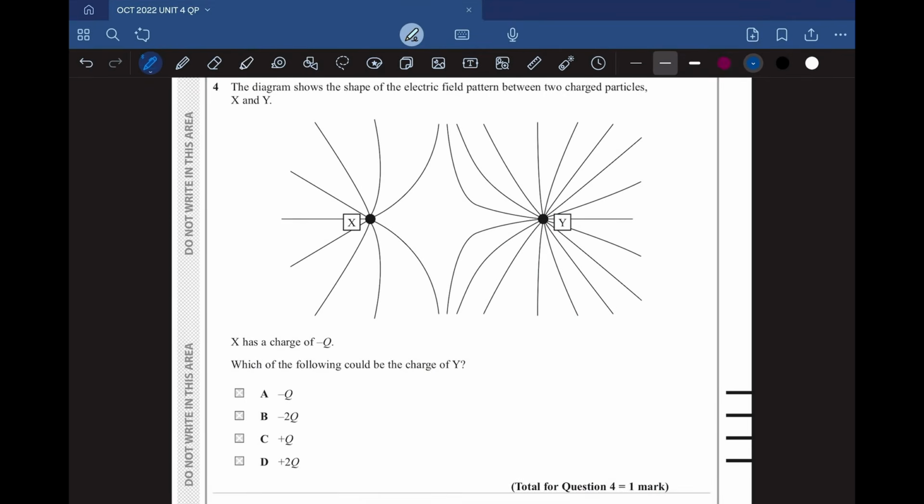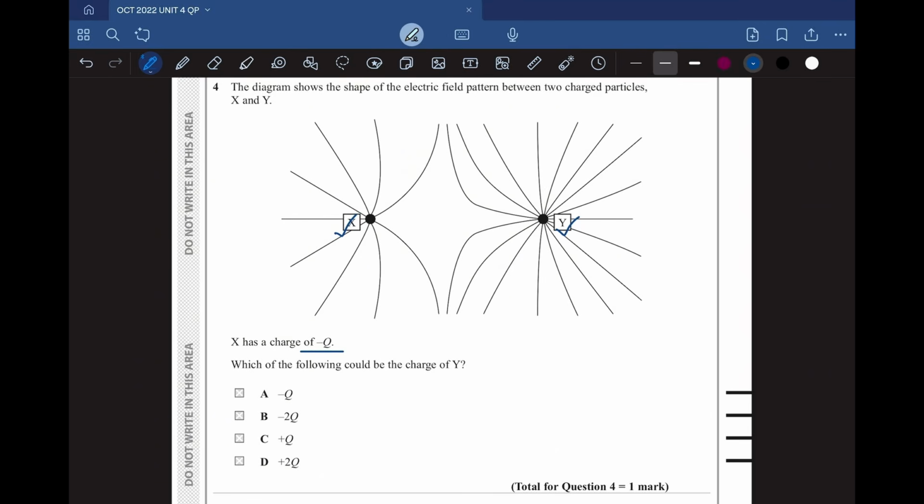Alright, so now let's solve this very tricky electric field question. It says the diagram shows the shape of the electric field pattern between the two charged particles x and y. So basically this is one charged particle and this is the other charged particle, which are x and y. X has a charge of minus q. Which of the following could be the charge of y?